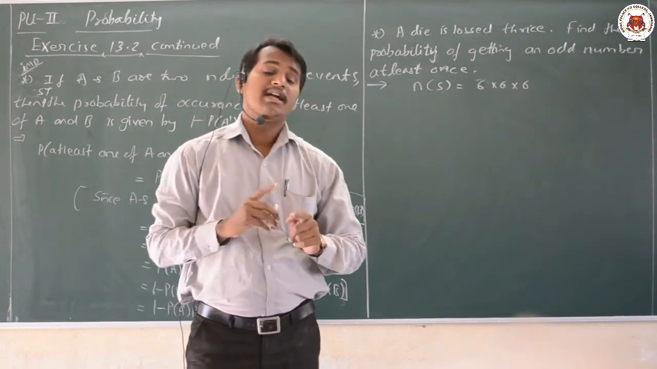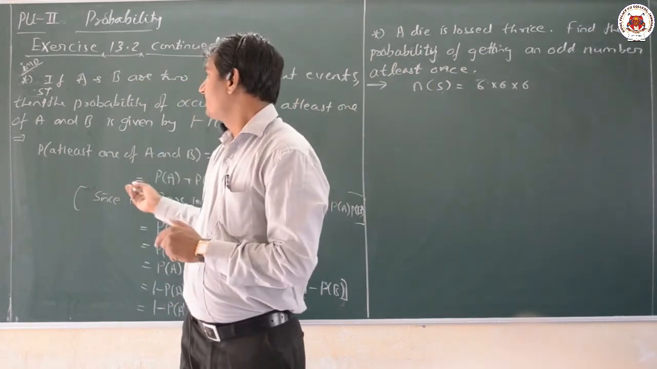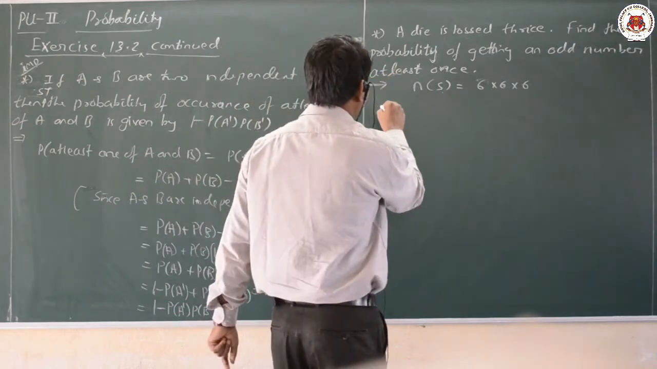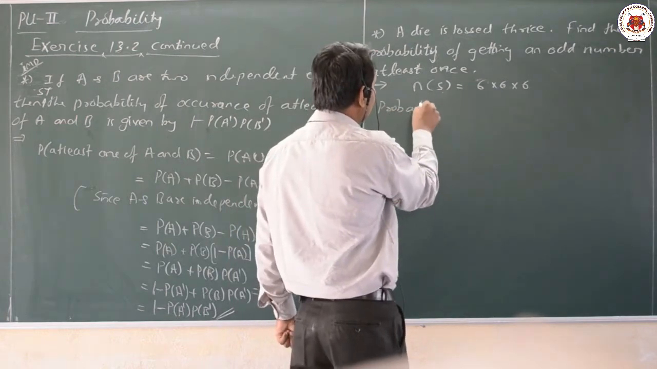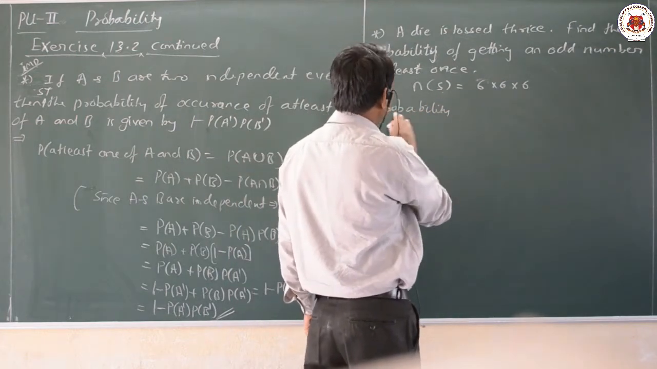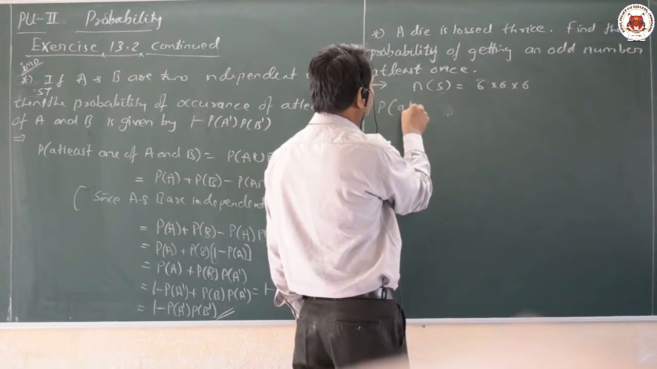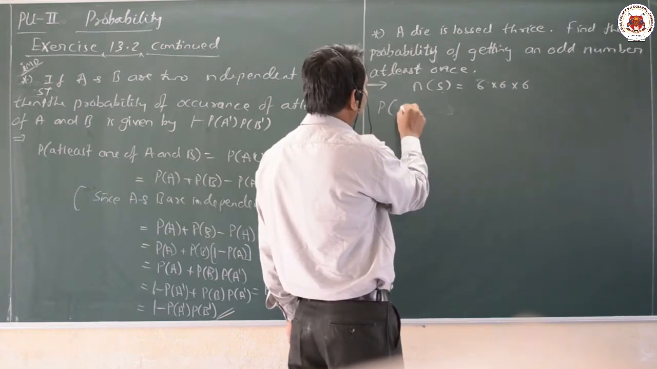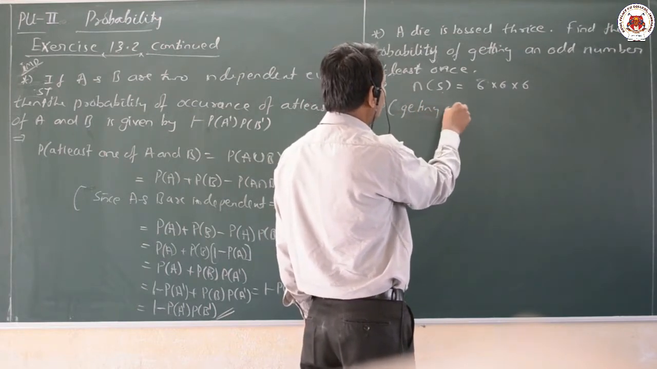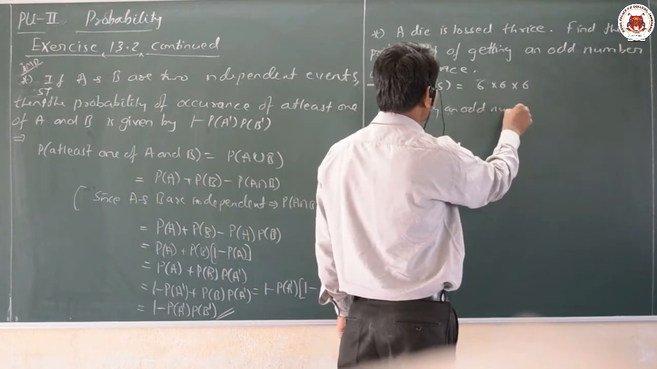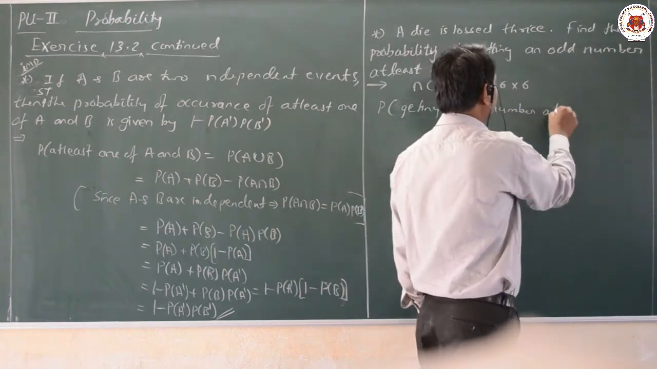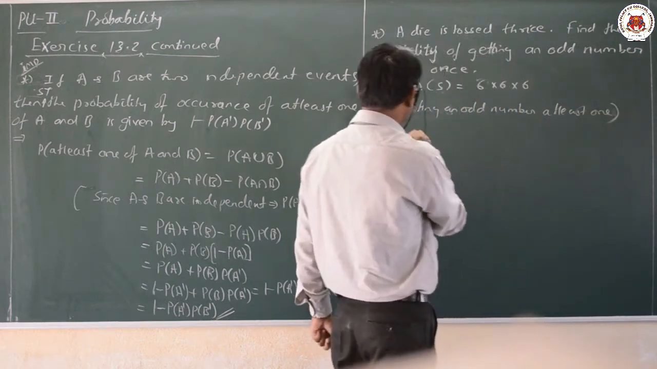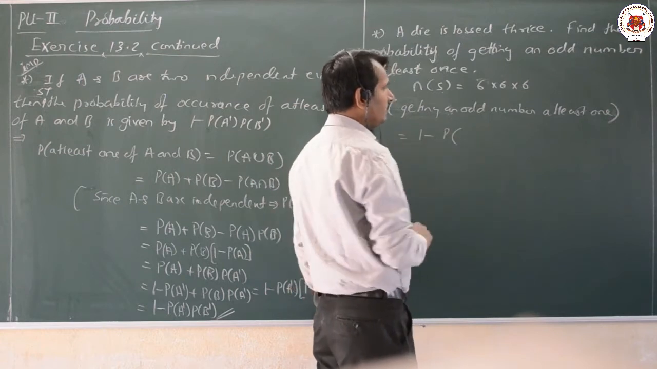Whenever, dear students, we have at least or at most, we have to make use of this particular property. Here we can see that it is at least one, so I can write the probability of getting an odd number at least once as 1 minus the probability of not getting an odd number.